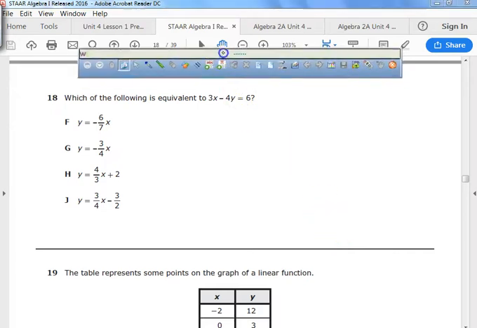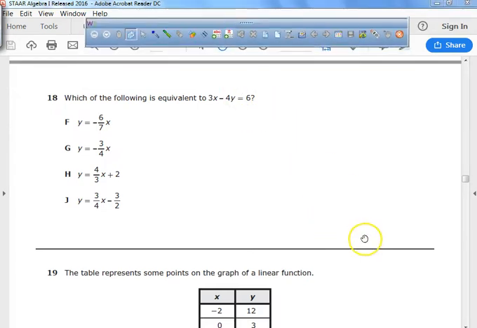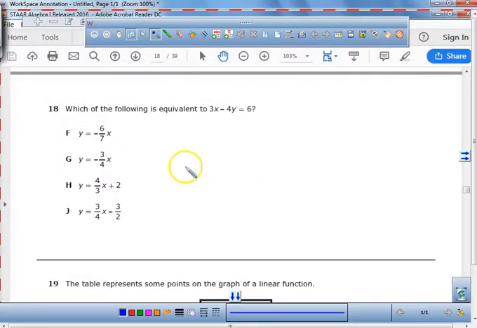We are continuing on with the 2016 Algebra 1 EOC. We're going to start with problem number 18. It says, which of the following is equivalent to this equation, 3x minus 4y equals 6. Now, what the state of Texas is expecting you to be able to do is basically do this one thing. It wants you to be able to solve for y.